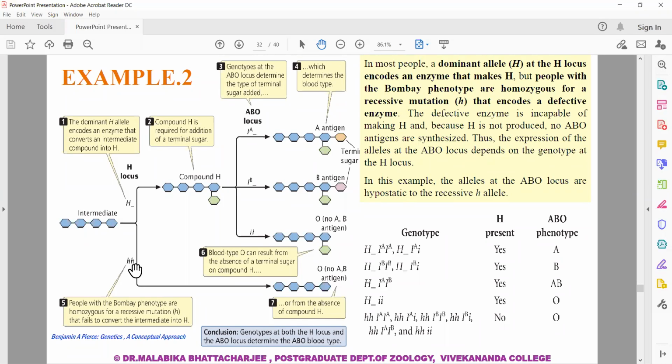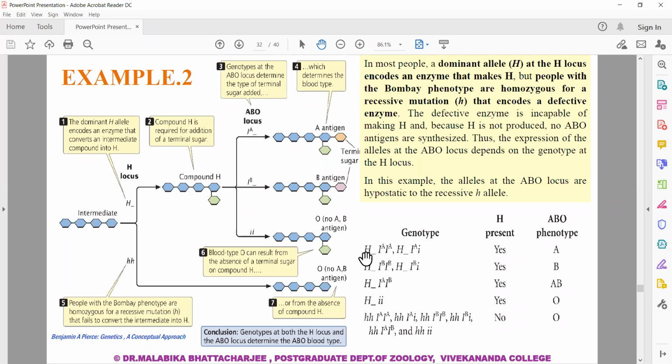So again in this case, the homozygous recessive condition of this hh at one gene is actually masking the phenotypic expression of the IA allele or IB allele in the ABO blood group locus. So this is, again, another case of recessive epistasis. So if we look at the genotypes I've shown here, when we get an A blood group, the combination is H compound present and IAIA, or H compound and IAIO. The H allele can be present in the homozygous or the heterozygous form. Doesn't matter because one H is sufficient.